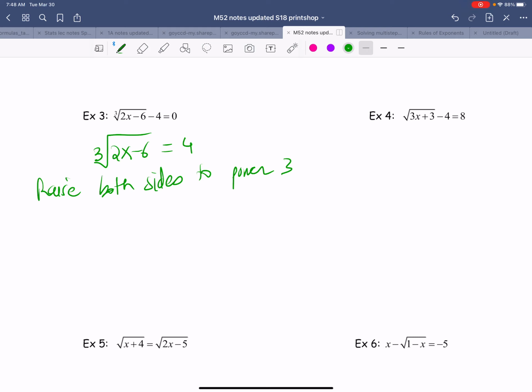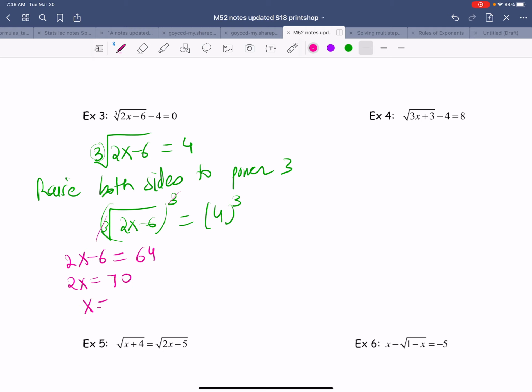Why are we using power 3? Because the index is 3 and our goal is to get rid of the radical. Cube root and cube are opposite operations and they will cancel each other. So here we are, cube root and cube. 2x minus 6 is 64. 2x comes out to be 64 plus 6, which is 70. x comes out to be 70 divided by 2, which is 35.